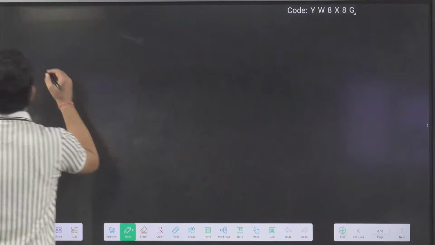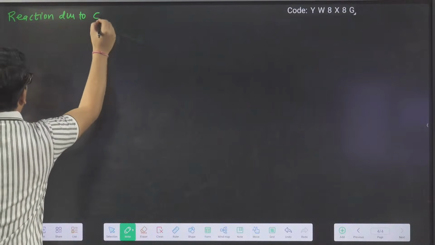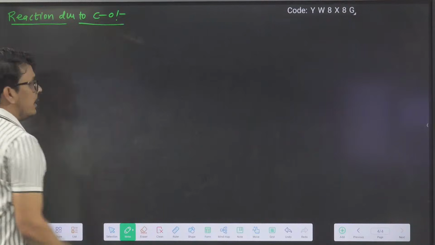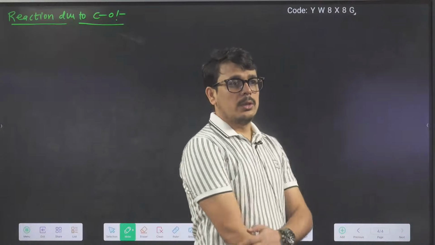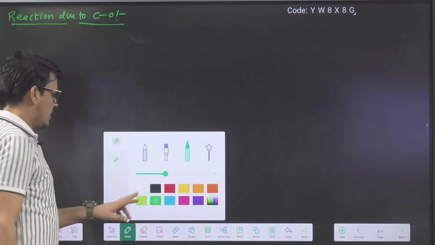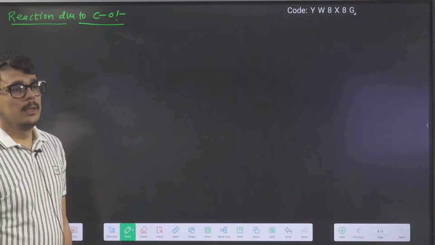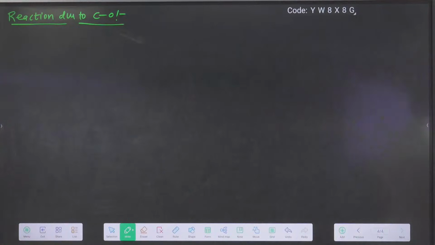section is reaction due to breaking of which bond? Reaction due to breaking of the C-O bond.